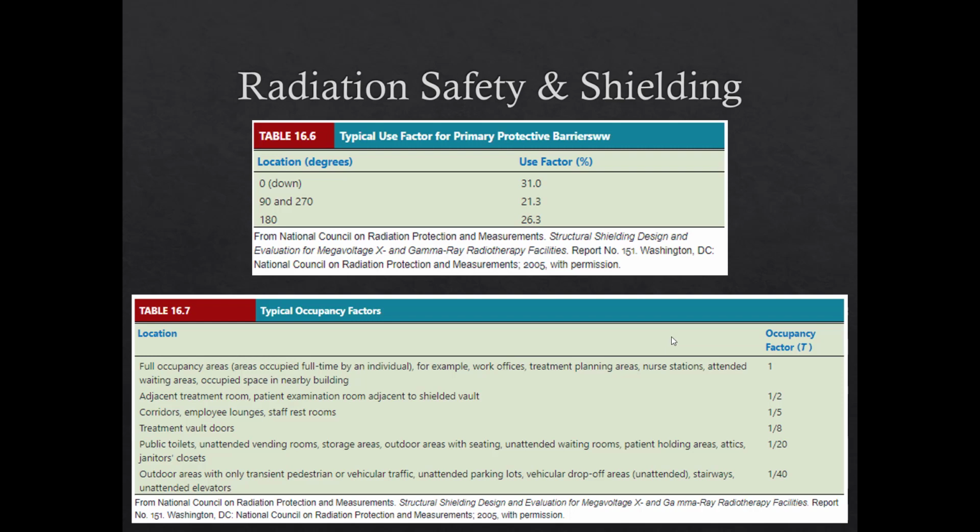Common use factors as well as occupancy factors are given here. And again, this is not something that I would expect for you to memorize at all. This is just showing you the typical use factors for gantry angles 0, 180, 90, and 270, as well as occupancy factors for adjacent walls. So if you know that on one side of the LINAC vault you're going to have an office, then that means that you really have to account for that in your shielding design.